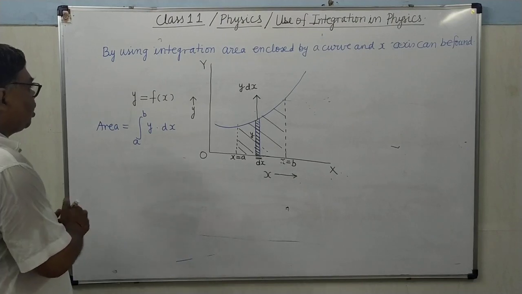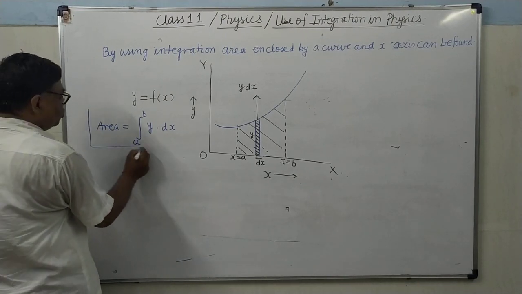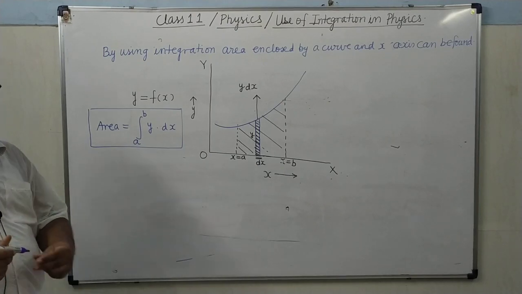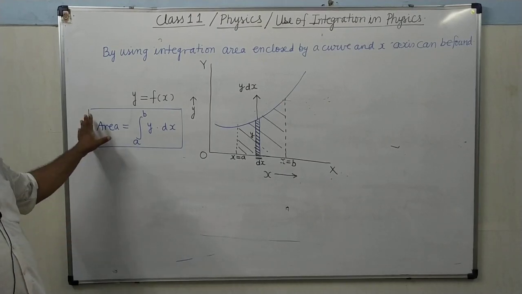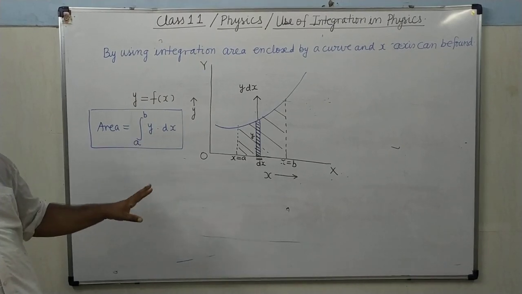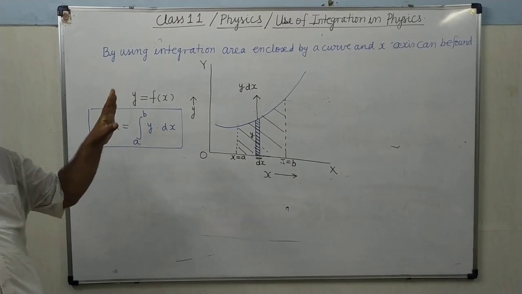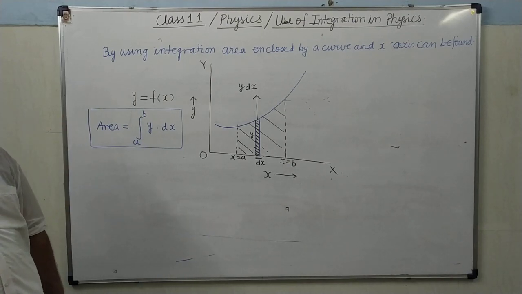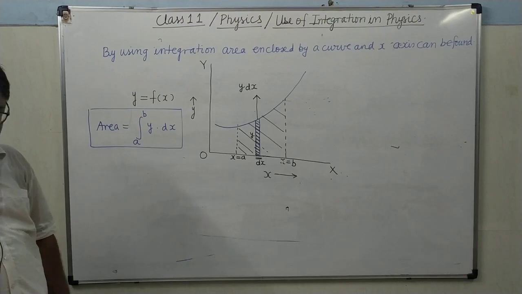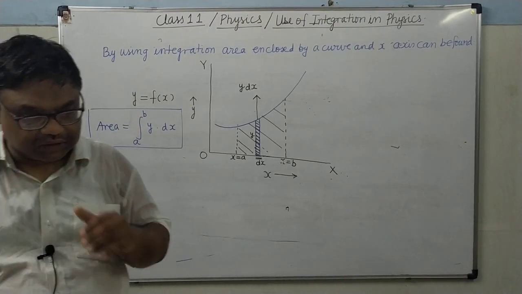This is the formula of area, and this is the use of integration in physics. Integration is used for determining the area enclosed by a curve and the x-axis. It is used for calculating the area under the curve. It's clear. This way we can calculate the area. Now I am going to take one question based on this.